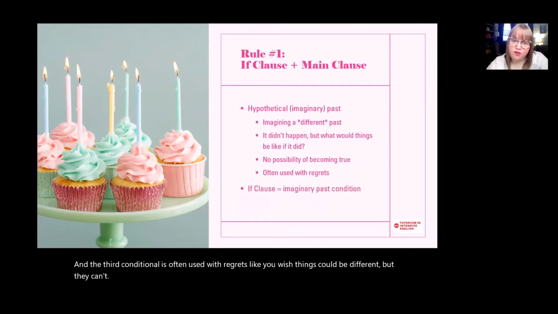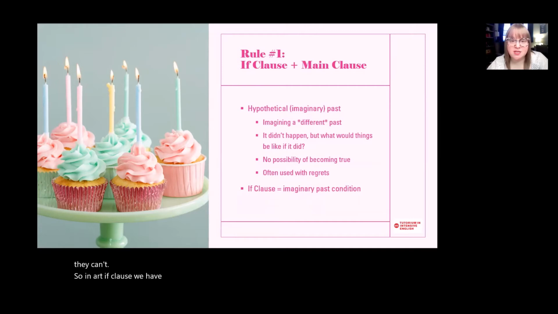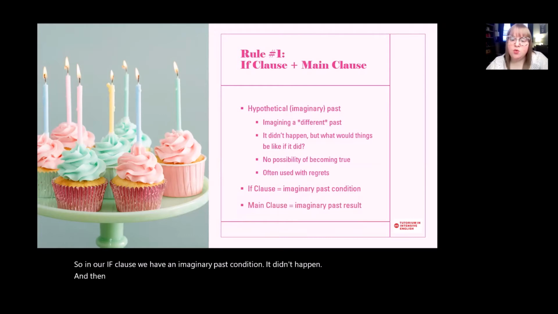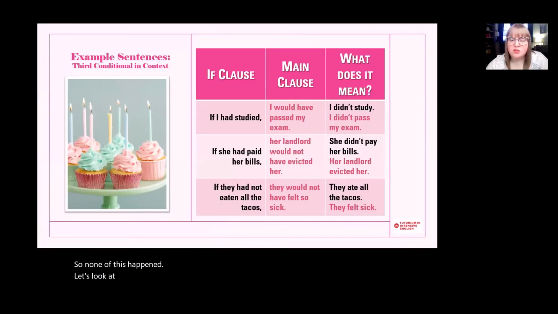So in our if clause, we have an imaginary past condition. It didn't happen. And then in the main clause, we have an imaginary result. So it won't happen. So none of this happened. Okay, let's look a little closer. So what does that mean exactly? Let's look at these sentences.